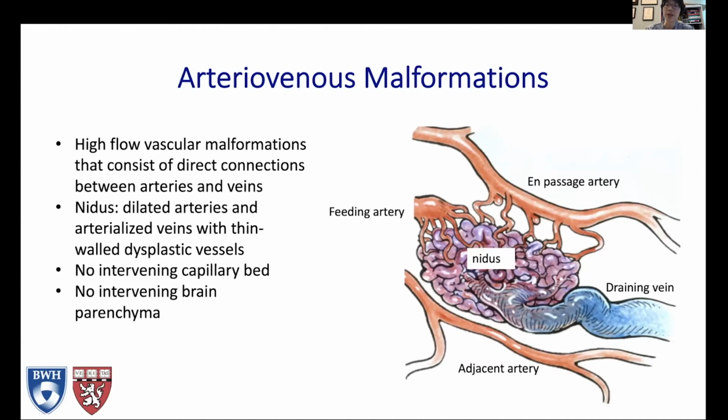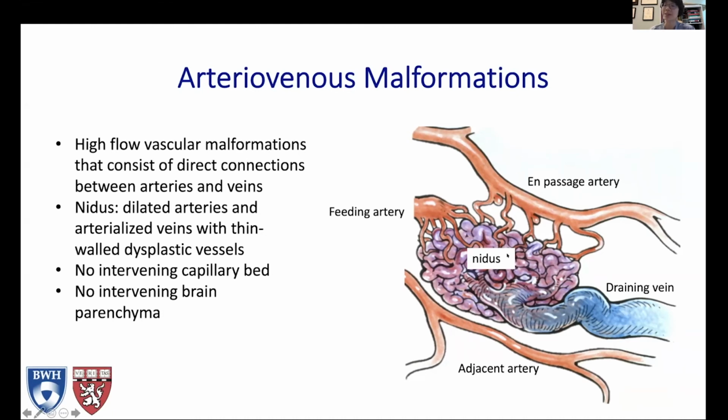In an AVM, there is no capillary bed, so you have a direct connection between arteries and veins through these very dilated dysplastic vessels that form what's called the nidus. So the nidus is the tangle of vessels that you see. And in this nidus, not only is there no capillary, there's also no brain parenchyma. Here's some basic terminology when people talk about AVMs.